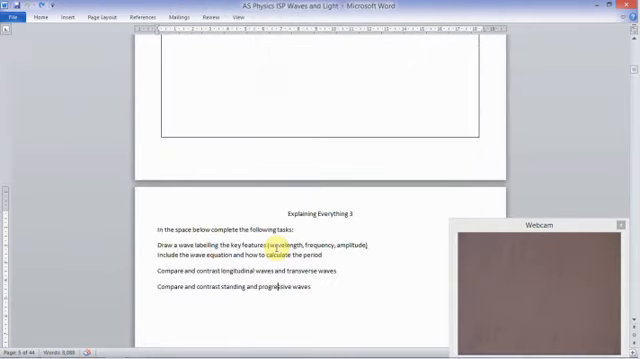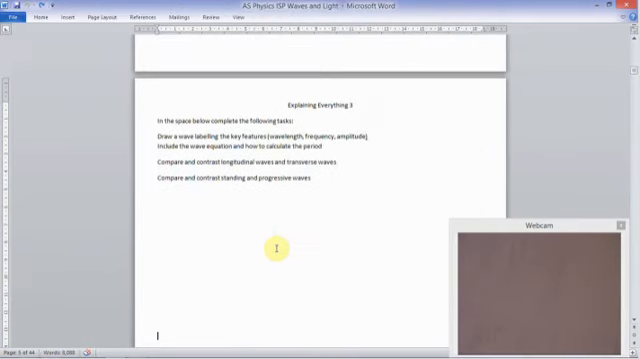Right, here we go. So in this place below, complete the following tasks. A wave labelled with key features, so that's wavelength, frequency and amplitude. Include the wave equation, how to calculate the period or time period. Compare and contrast longitudinal and transverse, and compare and contrast standing and progressive waves. Okay, let's go to the first one.